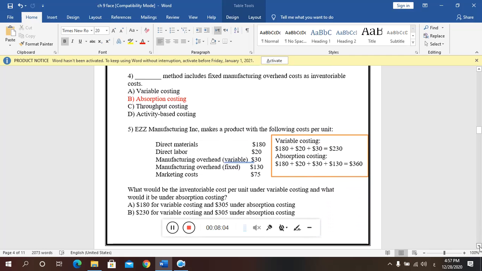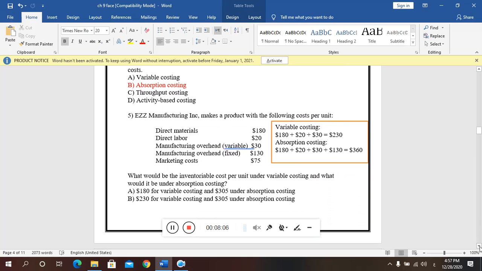Number 5, a manufacturing corporation makes a product with the following cost per unit: direct material $180, direct labor $20, variable manufacturing overhead $30, and fixed manufacturing overhead $130. Marketing costs equal $75. What would be the inventoriable cost per unit under variable costing, and what would it be under absorption costing? First, we will calculate the inventoriable cost under variable costing.